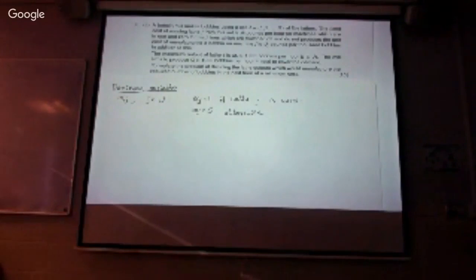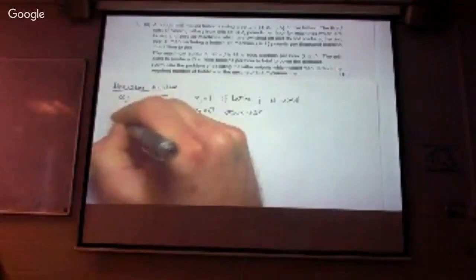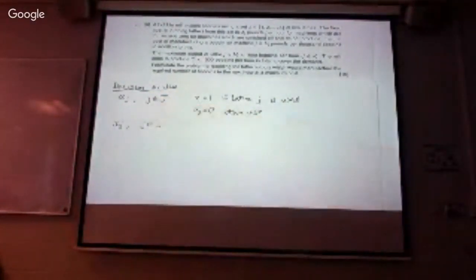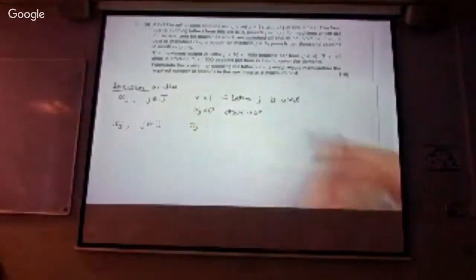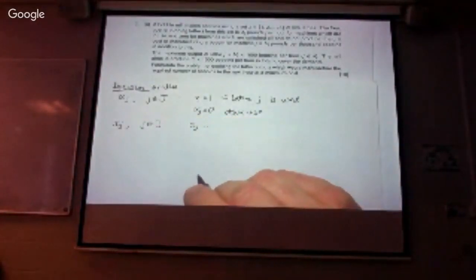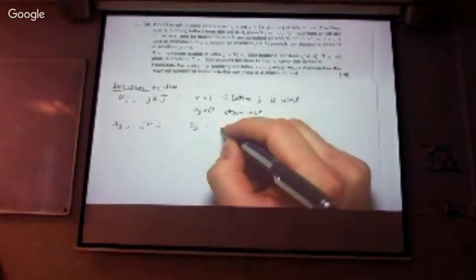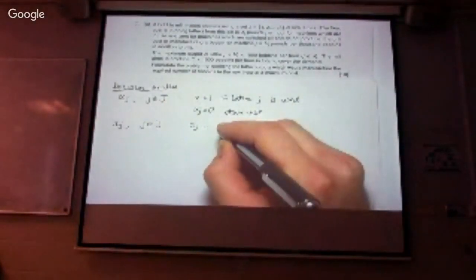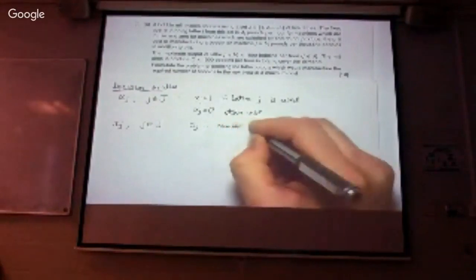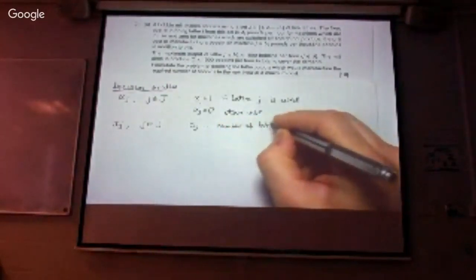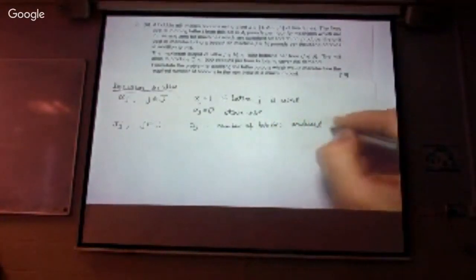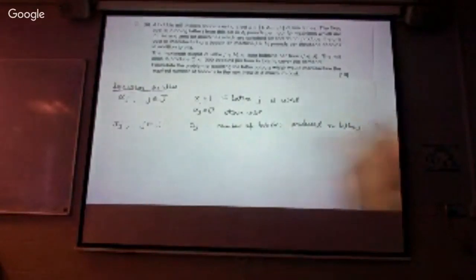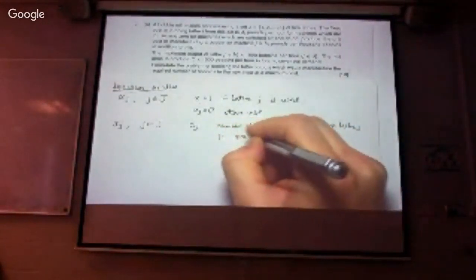What did you say you wanted to call it? Xj? Okay. I don't have any preference. So xj is, what should we call it? Probably best: number of bobbins produced on lathe j in thousands per hour.